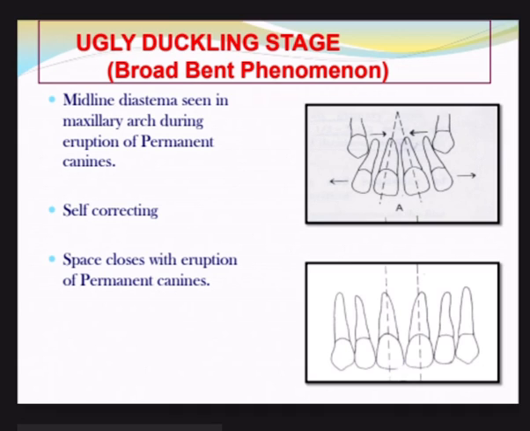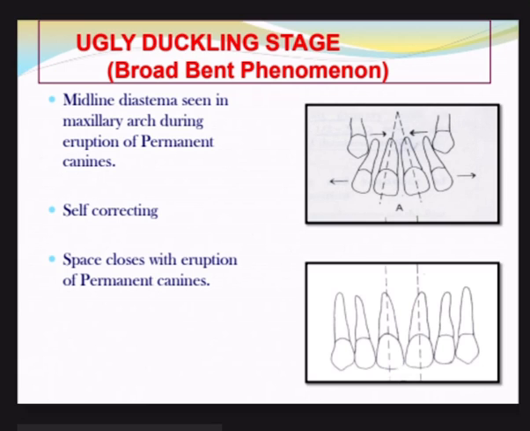The ugly duckling stage is usually seen, as it is there in the PDF, at 9 to 11 years. Why is it called ugly duckling? Because you will see a midline diastema between your incisors. The midline diastema seen in the maxillary arch during the eruption of the permanent canine is called the broadbent phenomenon. It is a self-correcting anomaly and the space closes with eruption of your permanent canine.